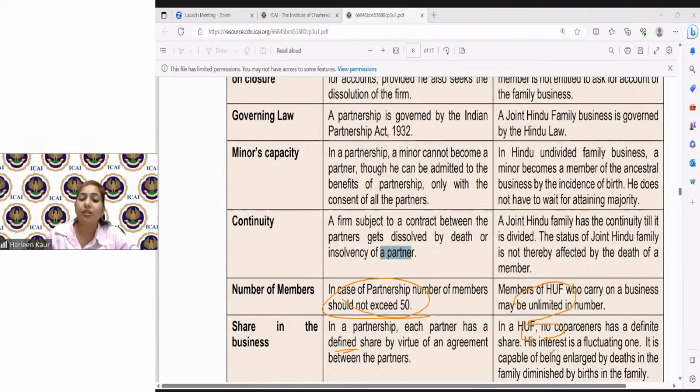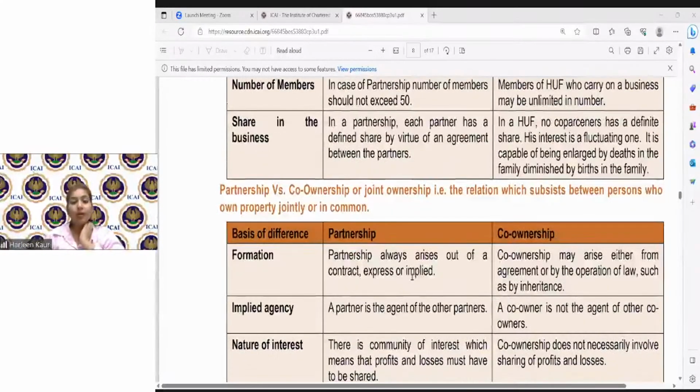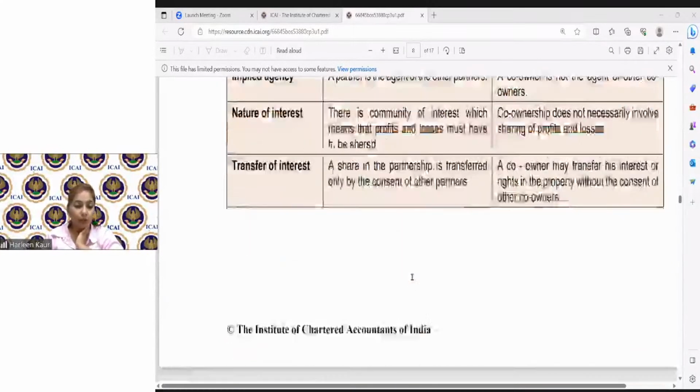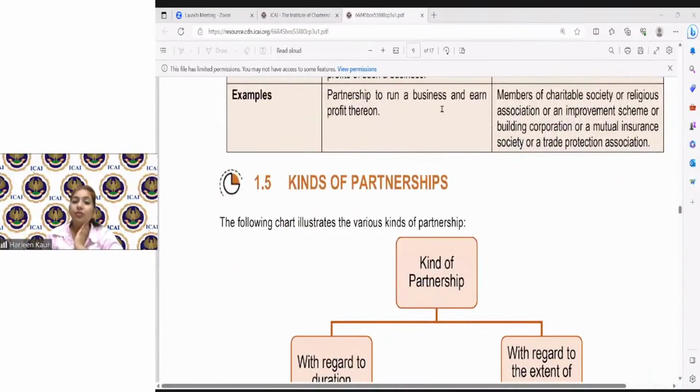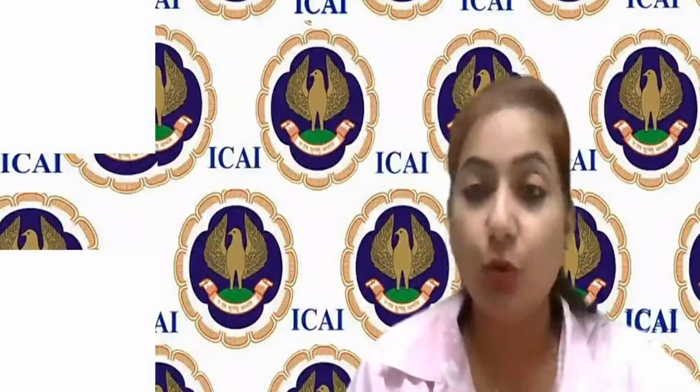In partnership, all the shares are defined by an agreement. Once the agreement has been made, A will get 30%, B will get 40%, C will get 30%, then 30, 40, 30 has to be paid, whatever they have agreed to pay. All right. Joint ownership we have also discussed. This is also over.